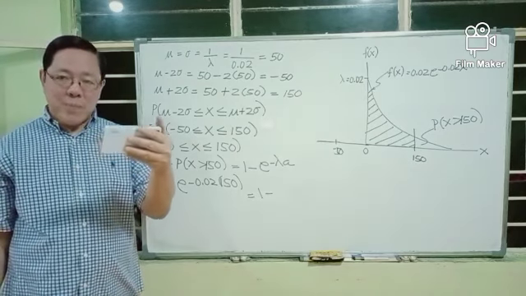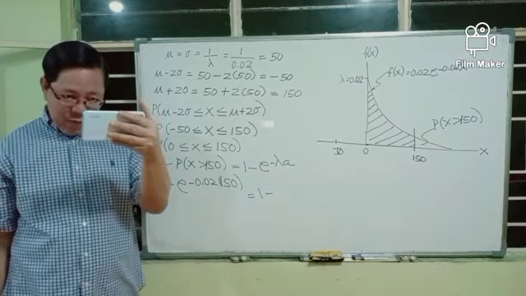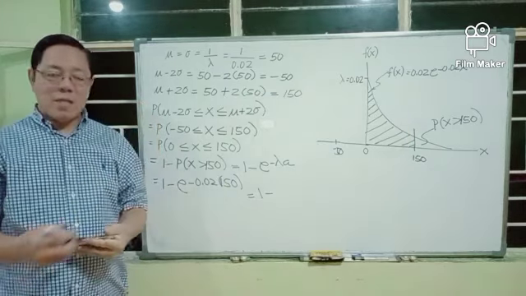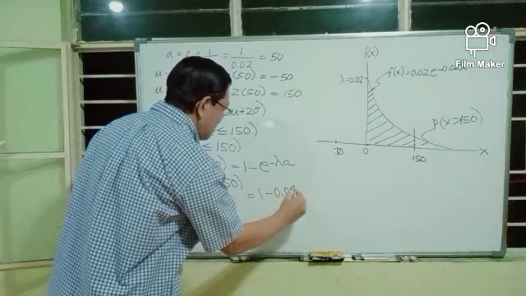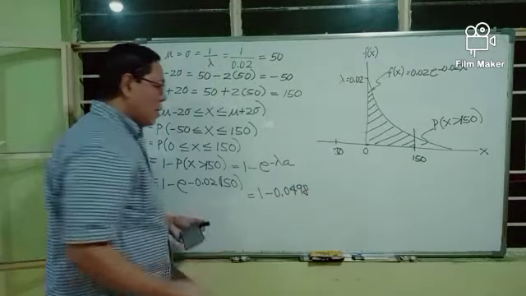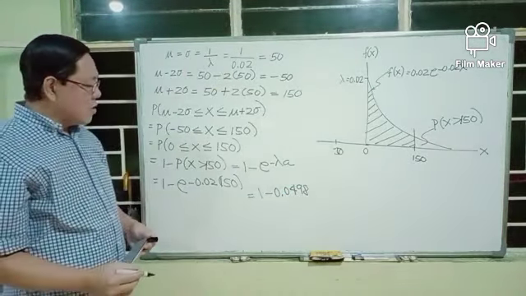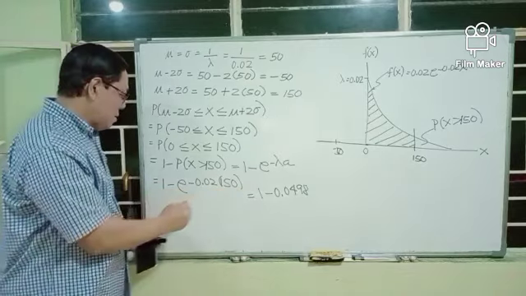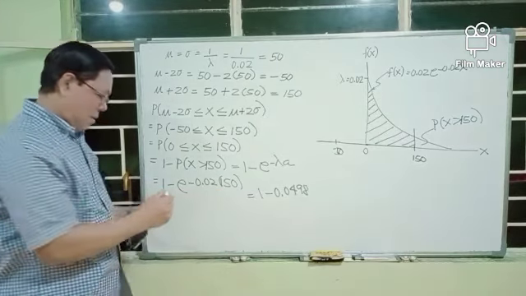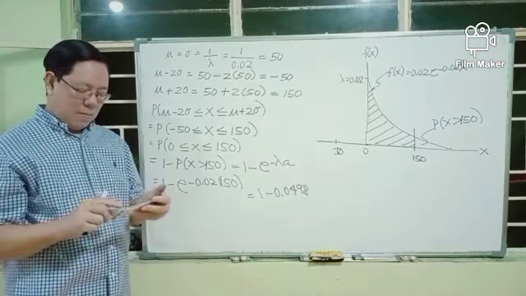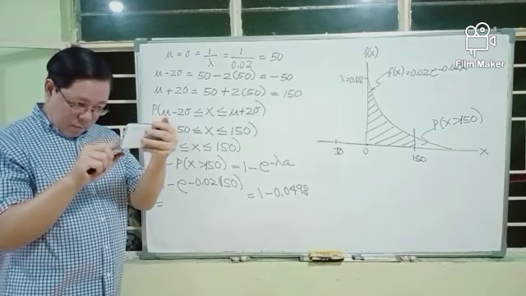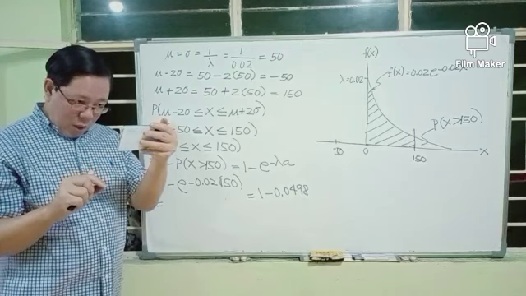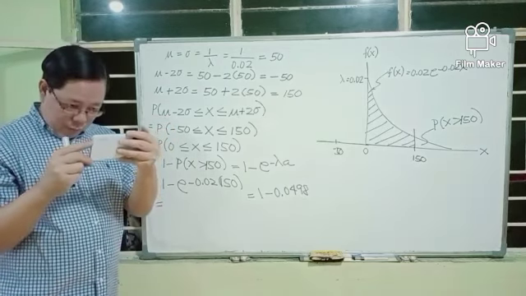And to 4 decimal places, we get 0.0498. And we subtract 0.0498 from 1. We get 0.9502.